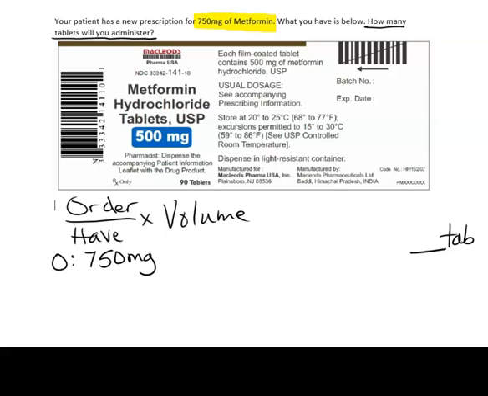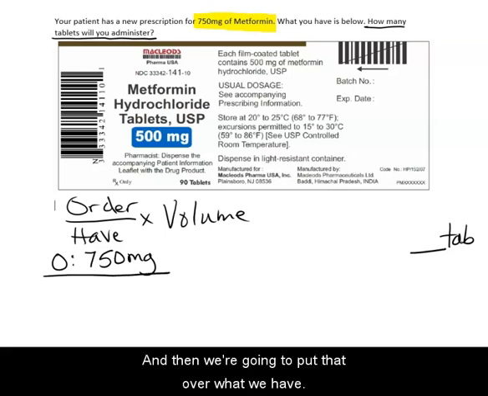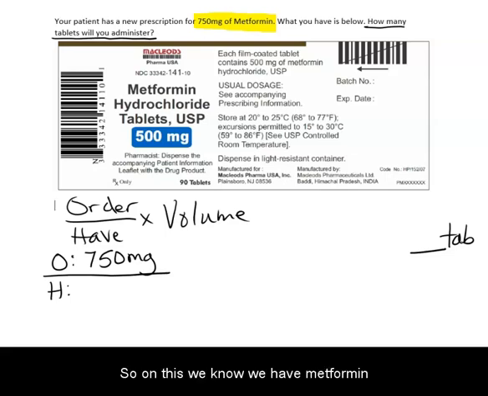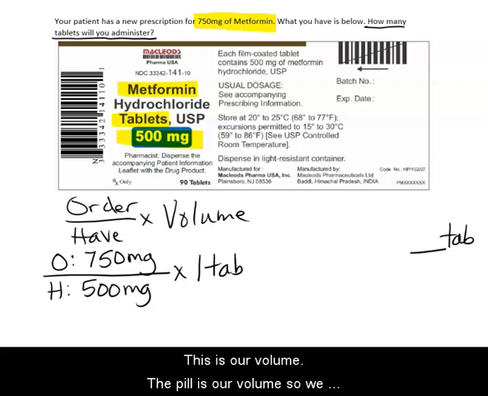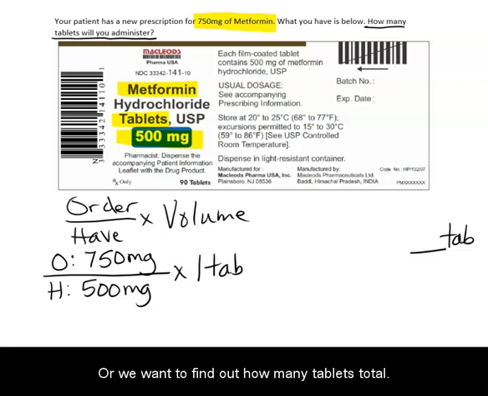750 milligrams. And then we're going to put that over what we have. So on this, we know we have metformin, 500 milligrams per tab. So 500 milligrams per one tablet. This is our volume. The pill is our volume, so we want one tablet, or we want to find out how many tablets total.